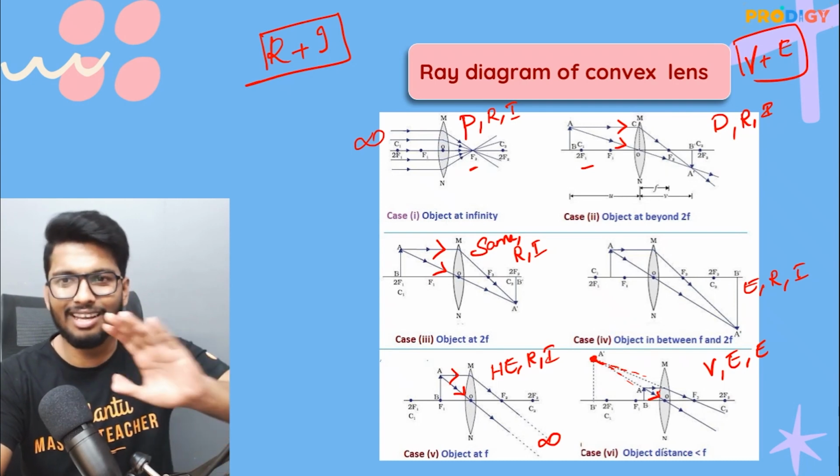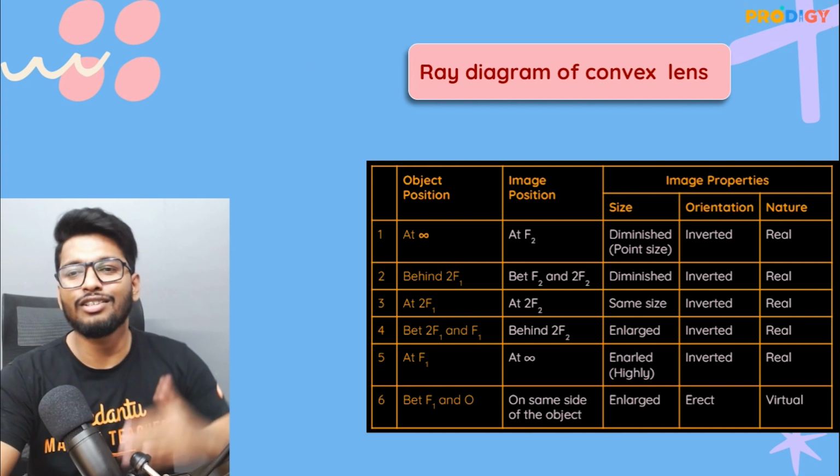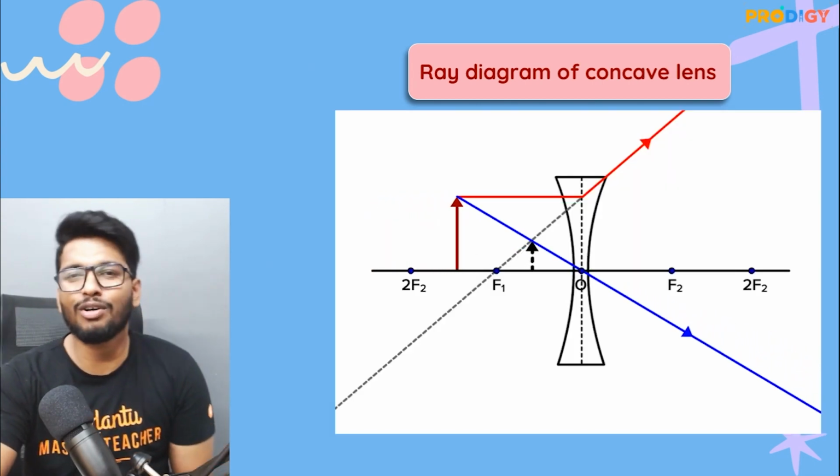So virtual and erect, that though is already done. With that, it's also going to be enlarged in nature. So these are all the ray diagrams, guys. Please go through them. Now to talk about concave lens.